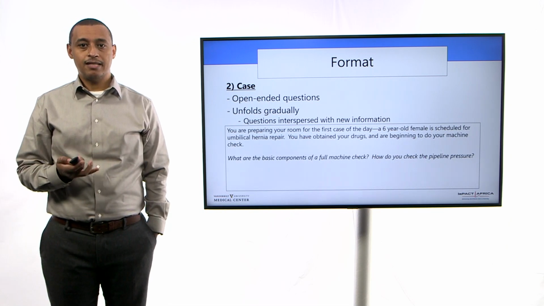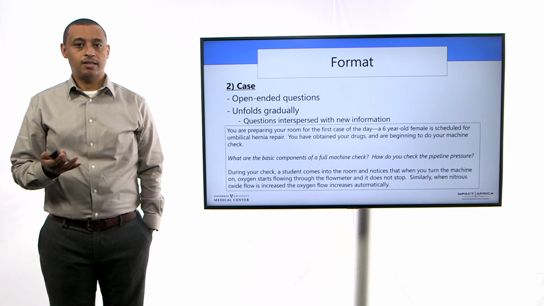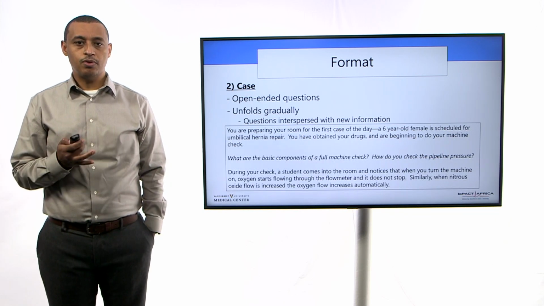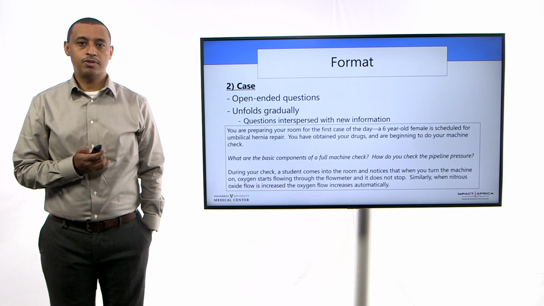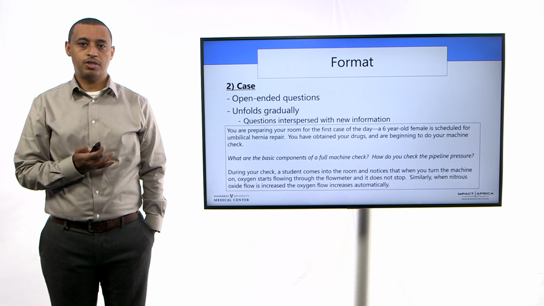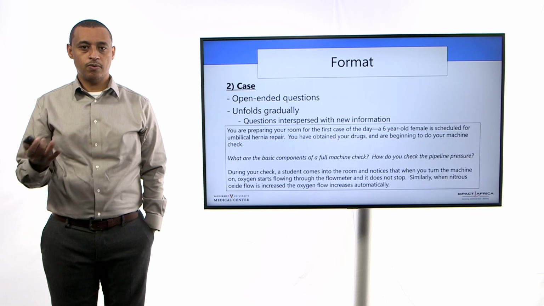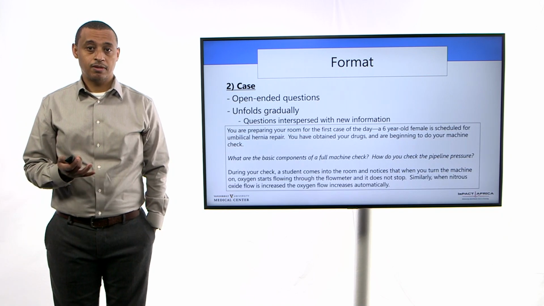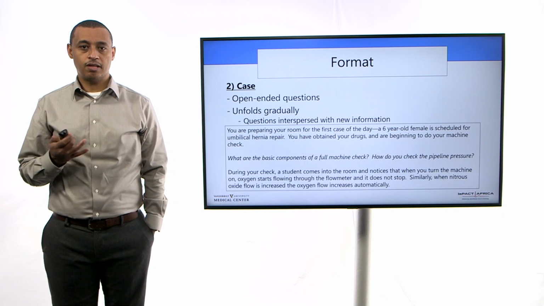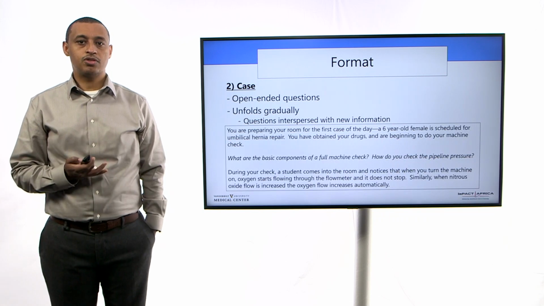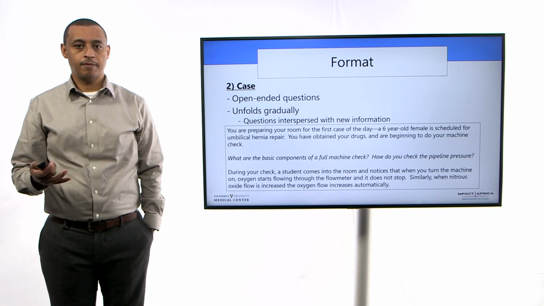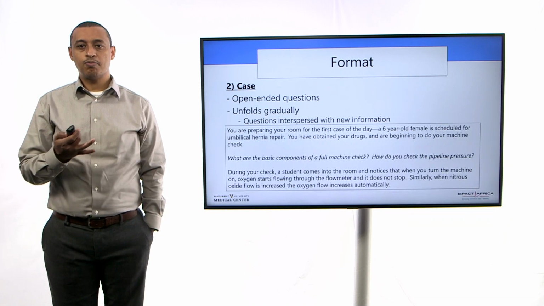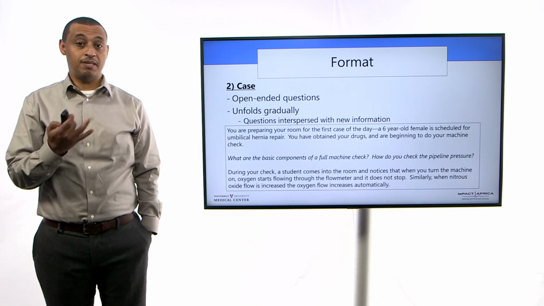Now, after that, you give more details. During your check, a student comes into the room and notices that when you turn the machine on, oxygen starts flowing through the flow meter and it does not stop. Similarly, when nitrous oxide flow is increased, the oxygen flow increases automatically. Notice that we didn't give this second portion of patient information at the beginning.